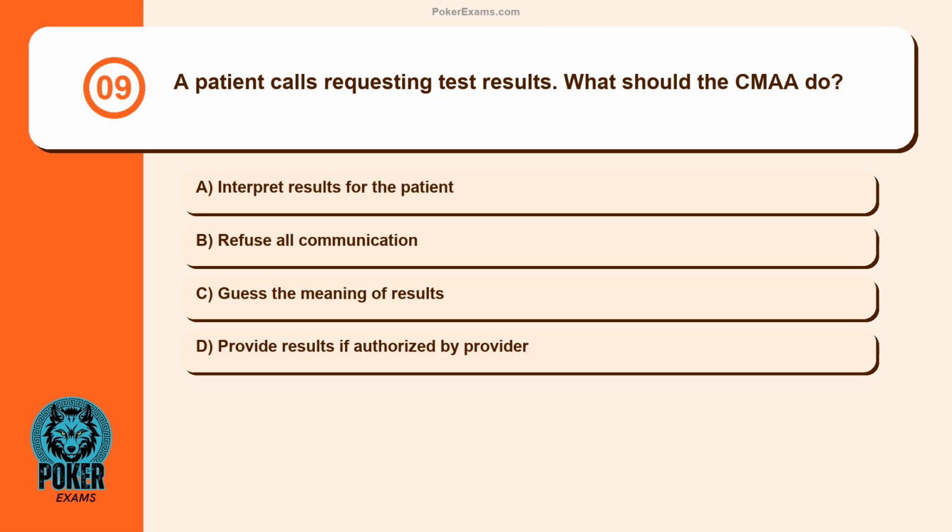Question 9. Patient calls requesting test results. What should the CMA do? Interpret results for the patient. Refuse all communication. Guess the meaning of results. Provide results if authorized by provider.